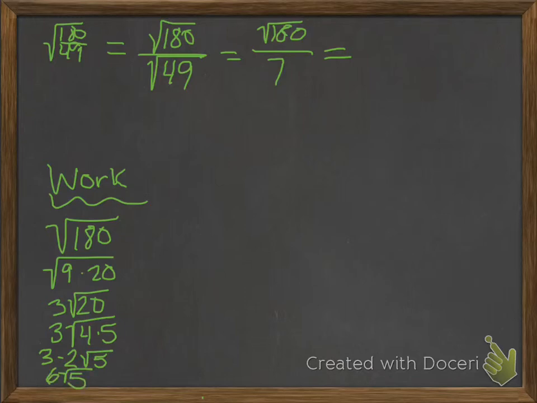So we can go back up to the top. We have square root of 180 is the same as 6 square roots of 5 over 7, and you just double check, make sure that nothing else can be simplified, and then you'll be finished.